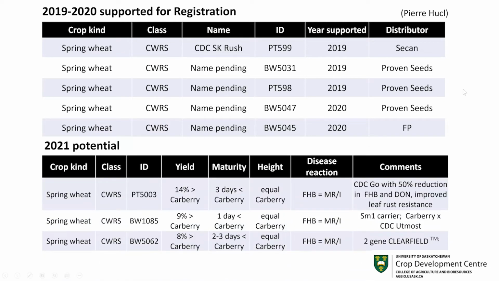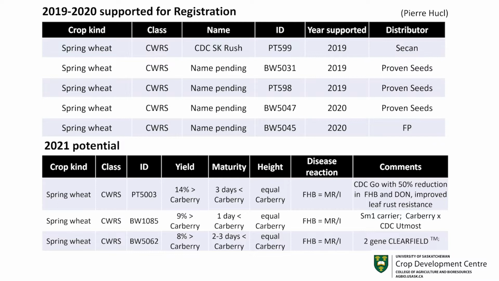For 2021 potential, he will bring these 3 CWRS, all with very strong yield compared to Carberry. For example, PT 5003 is 14% higher than Carberry. And the next one, BW 1085, 9%, and BW 5062, 8% higher than Carberry. Maturity varies, mostly 1 to 3 days earlier than Carberry, and height is equal to Carberry, with similar disease reaction.